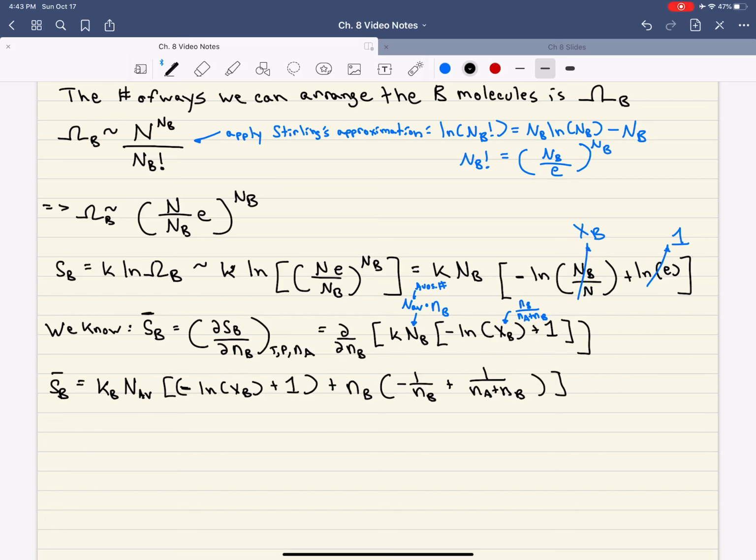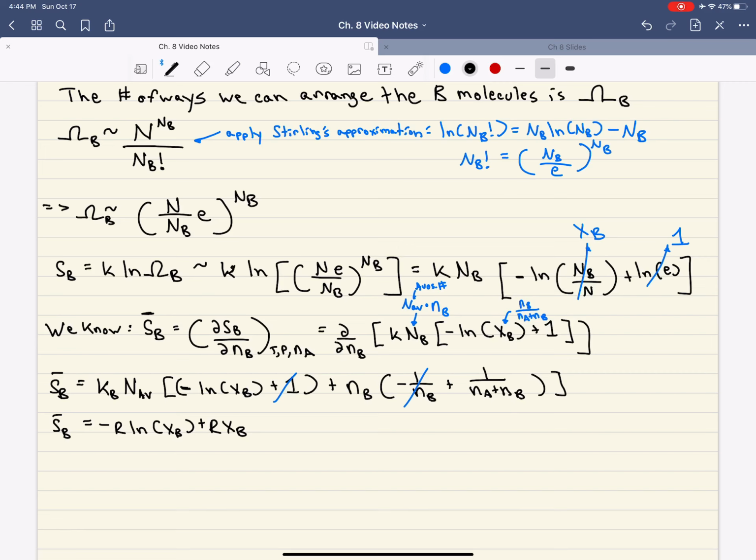Okay? If we multiply this by this, we'll end up with negative 1. And that will cancel out with the positive 1 that we have here. And if we distribute across nb on top of this, we get nb over total moles. And so that will give us back another mole fraction, plus R xb. Okay. And so we see that the partial molar entropy of species B has this functional form.